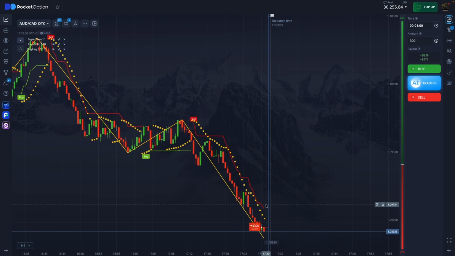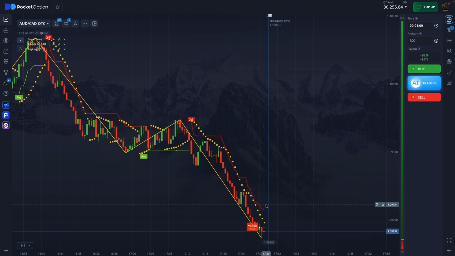Now, a couple of words about the trade amount. In general, regardless of which various indicators I use, I always follow one simple rule. I do not open trades for an amount that exceeds 1% of my balance. In my case, $300 is approximately the maximum amount for which I can open trades.